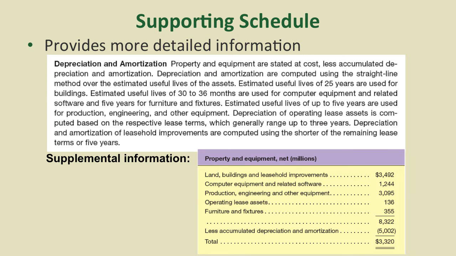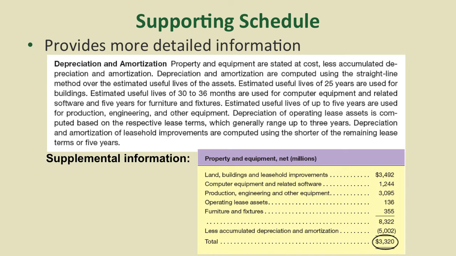The last technique we're going to talk about is the supporting schedule. For example, this particular company. On the face of the balance sheet, the number you're going to see is this $33.20 million related with a long-term asset, property and equipment. However, we don't know what's in that number.